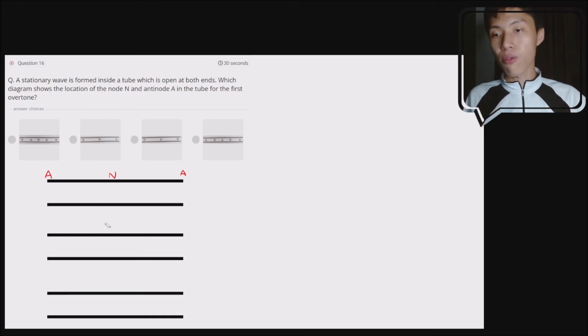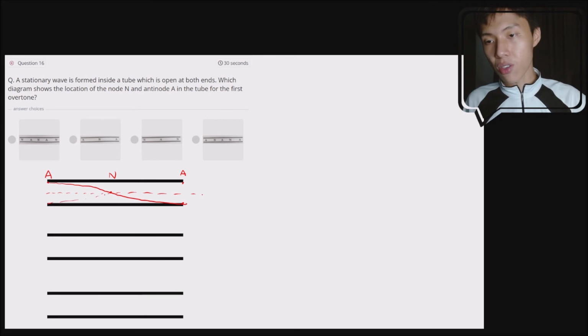Okay, so if we try to draw the standing wave pattern inside, then we can draw it like this. We know that antinode will be maximum, node will be not moving. You think of this as the equilibrium, right? So then antinode will be maximum. So your graph should be something like this.